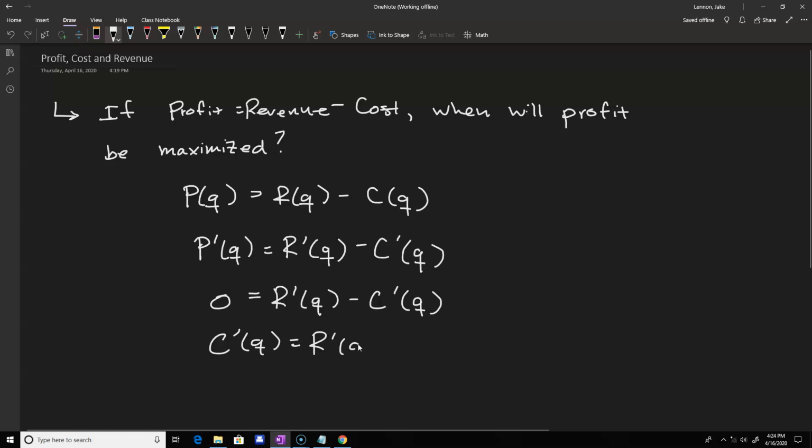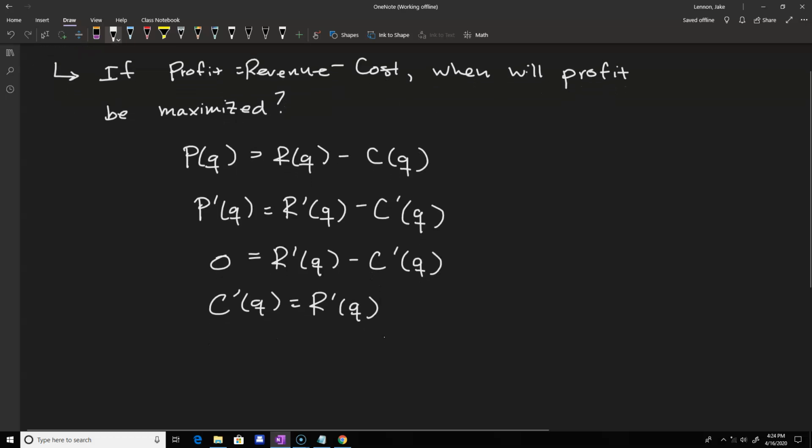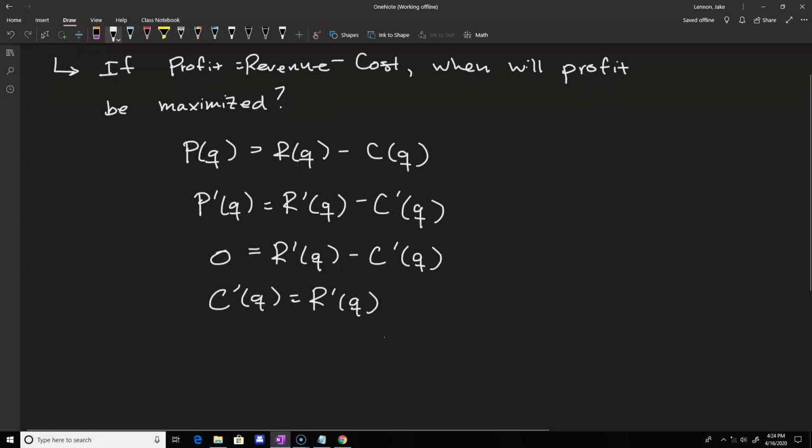And remember, the derivatives of these cost and revenue functions are also known as the marginals, our estimate of how much it costs or how much money comes in from producing an additional item. So our conclusion here: hence the profit is maximized when marginal cost equals marginal revenue.